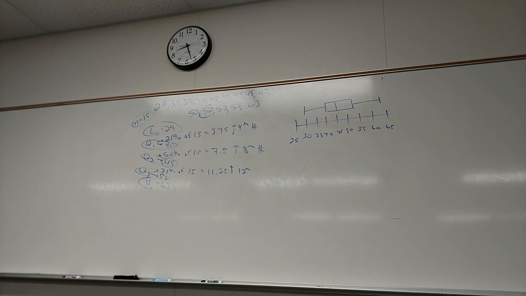Yeah, the low, Q1, Q2, Q3, high. Five numbers that summarize the data. Cool. And then the box plot is what we make off of that.